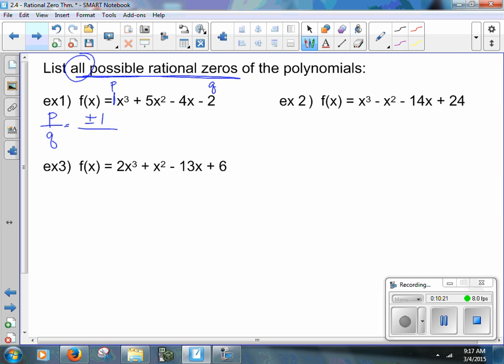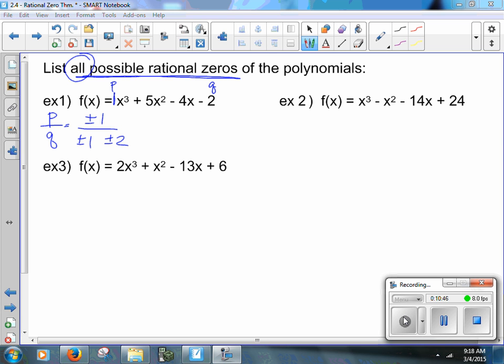-2. I don't really care about the negative sign. I'm only locked into the 2. All the factors of 2: 1 and 2.